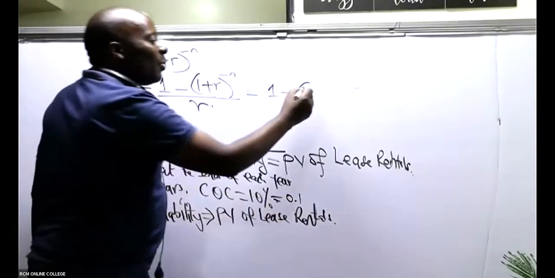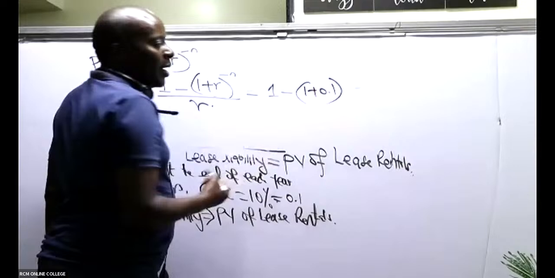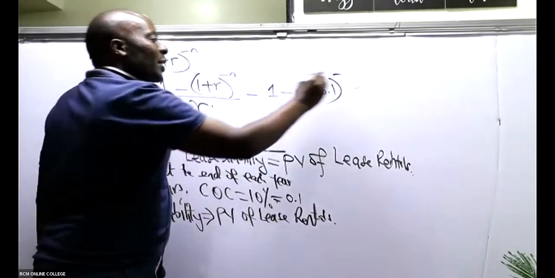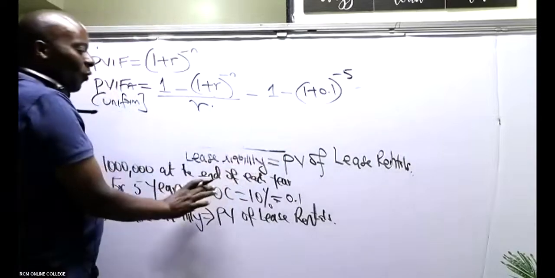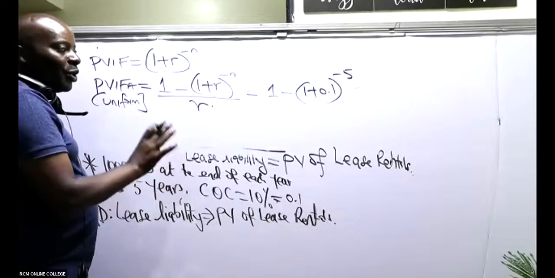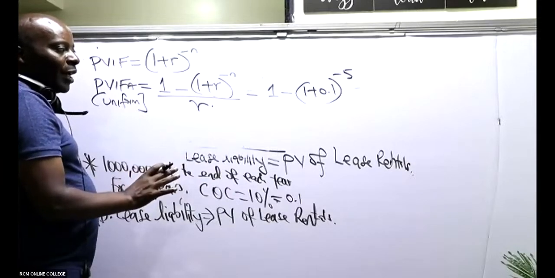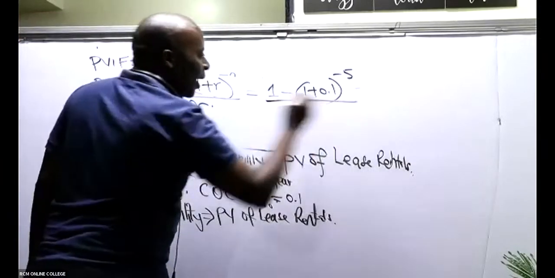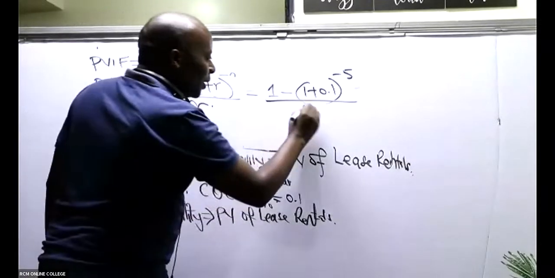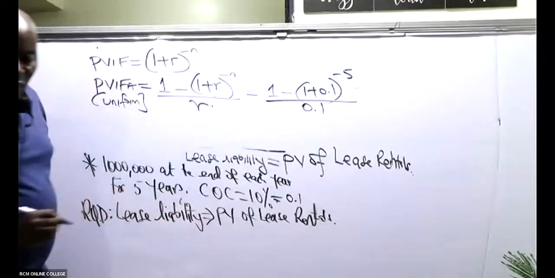So then this one here will be 1 plus 0.1 raised to the number of years. So number of years in this case here, there are how many? This is a lease of 5 years. We're going to enjoy this for 5 years. All right, and then we shall be able to divide everything by our R, where our R in this case here is 0.1.